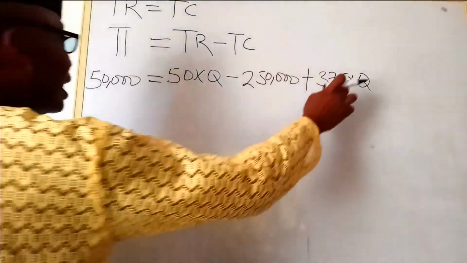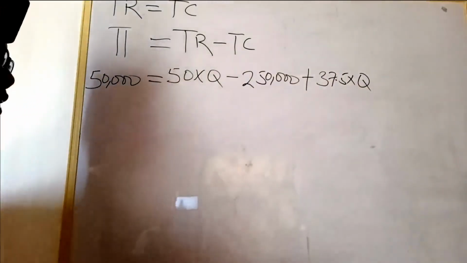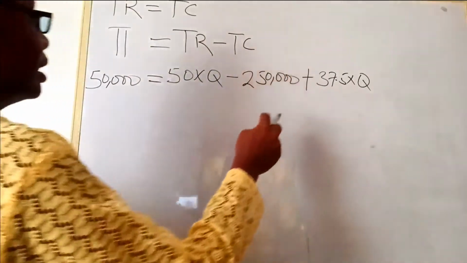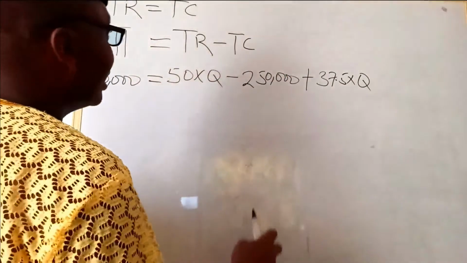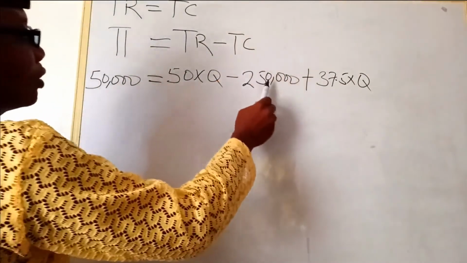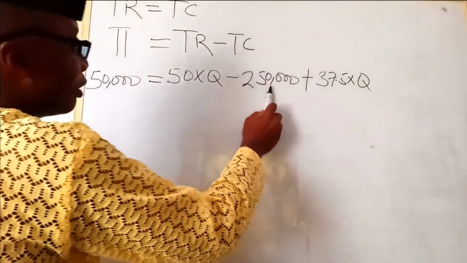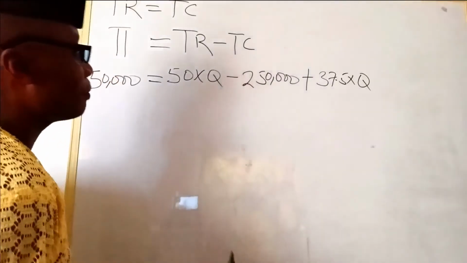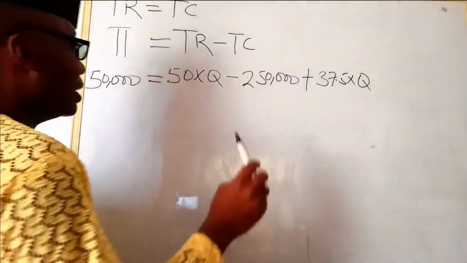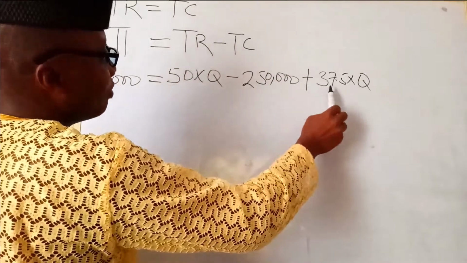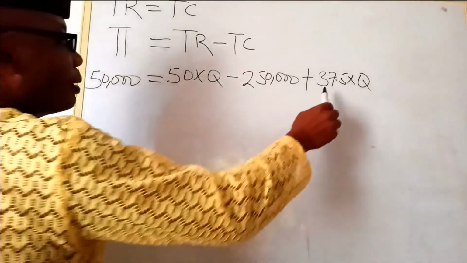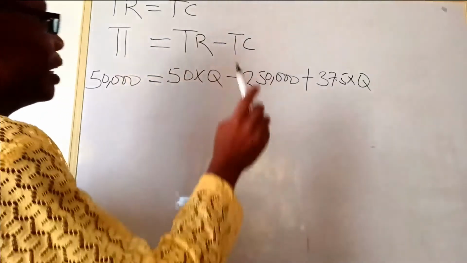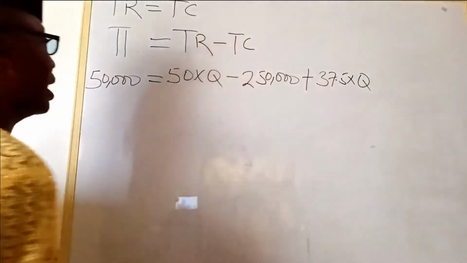I hope we get this aspect. It's very important. If you don't get it, you can rewind and hear what I said. Total cost is total fixed cost of 250,000 plus variable cost. Variable cost was not given, but we were given the average variable cost, which is 37.5. If you multiply that by the quantity, you will get your total variable cost. That's how to impute variable cost into the formula.